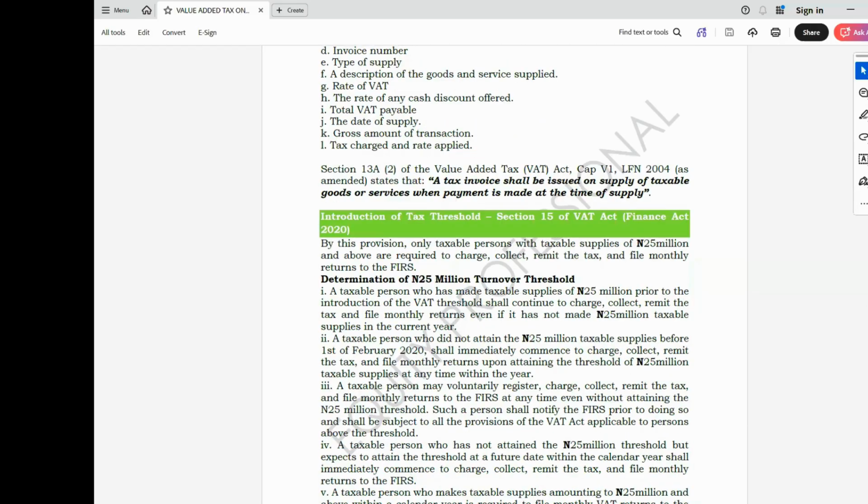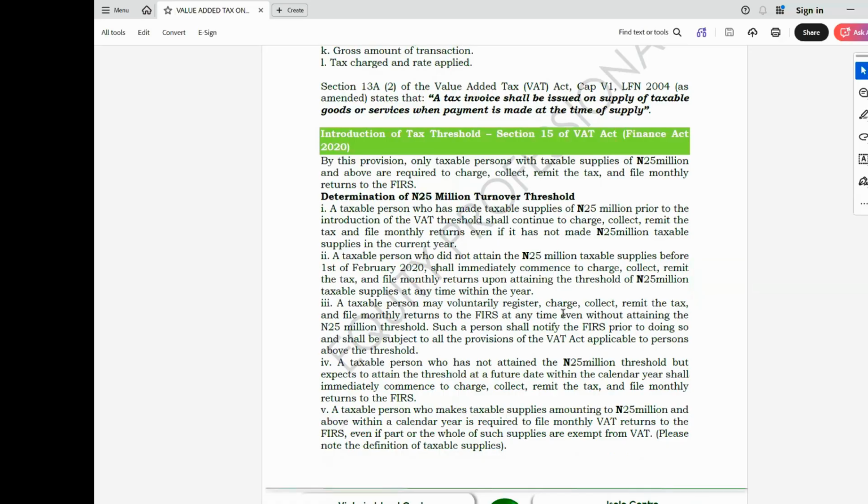Then a taxable person may voluntarily register, charge, collect, or remit VAT and file monthly return to FIRS anytime, even without attaining the 25 million threshold. So you can also decide to voluntarily start charging VAT, if you know that there is no way for you not to get to that 25 million.